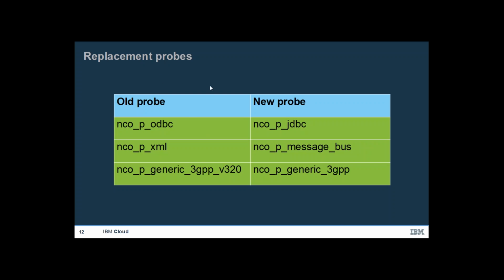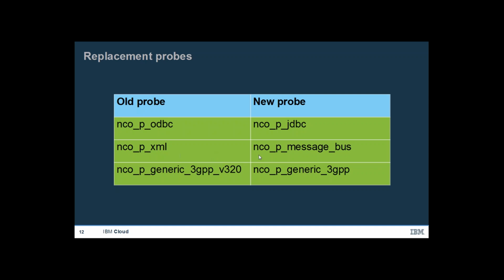Okay, so these are some of the replacement probes you have. If you have a really old system, then you might still be using the ODBC probe, and the natural upgrade is the JDBC probe. There are variances there, so you'll probably have to do some pre-deployment work before you can't just go in and upgrade it. You'll have to work out what needs to be done in order to use the JDBC probe.